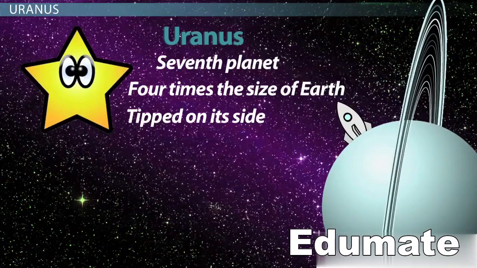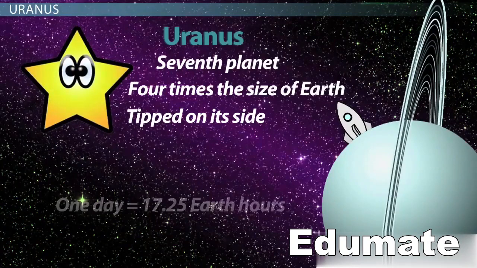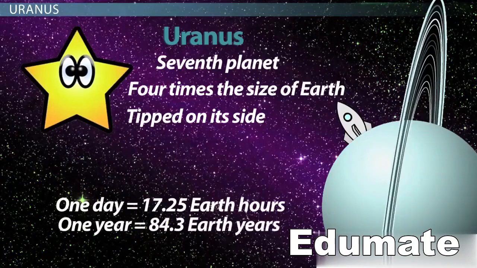Uranus was discovered only 200 years ago, and it is hard for scientists to study because it is so far from Earth. Scientists do know it has narrow, dark rings, is 4 times the size of Earth, and has at least 27 moons. A day on Uranus is shorter than an Earth day at 17 hours, 14 minutes, and its year lasts nearly a century at 84.3 Earth years.